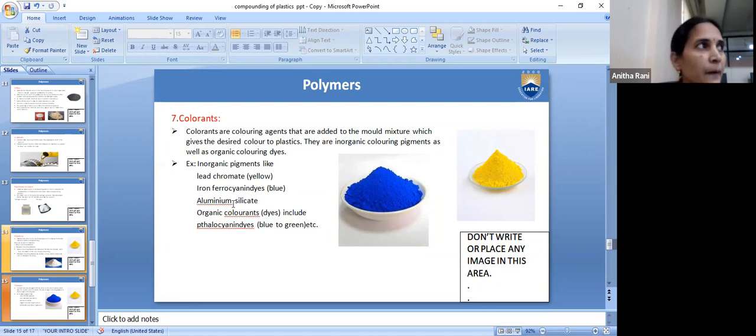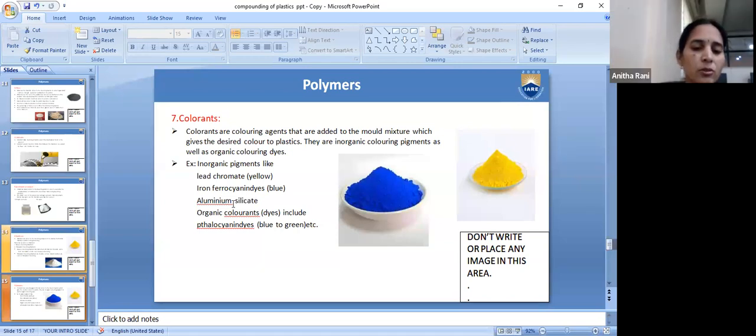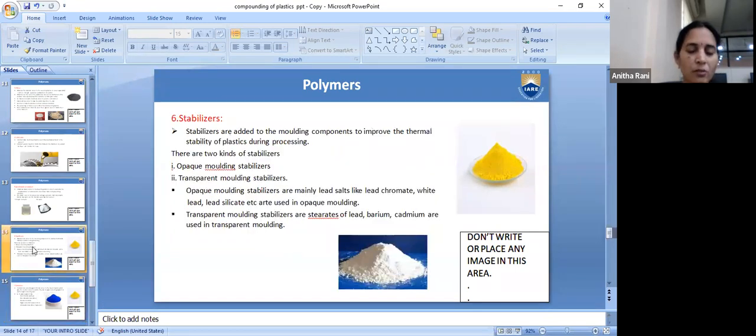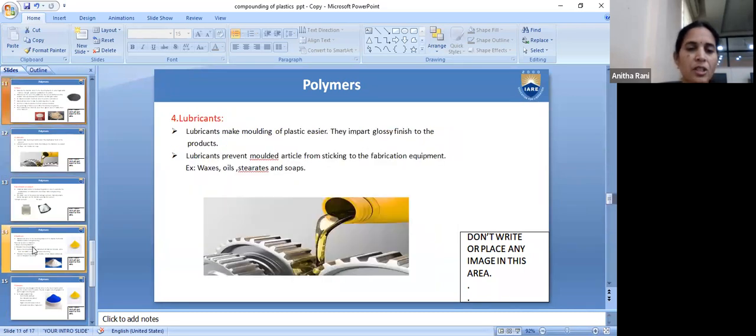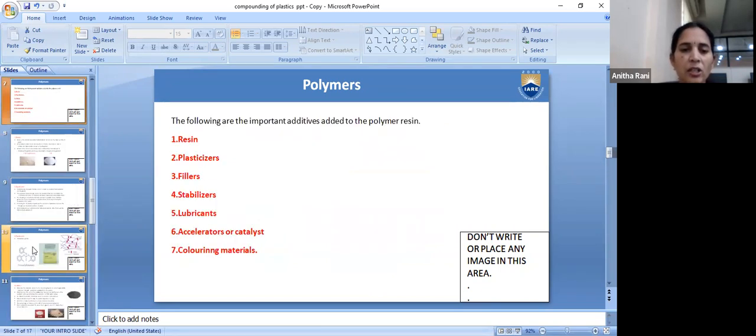Aluminium silicate, lead chromate. Okay, 2 more are there: iron ferrocyanide dyes and cyanine dyes. I gave you 4 colors. Remember these colors. For each ingredient, you have to know the function and also the examples you have to remember. Then you can write very easily.